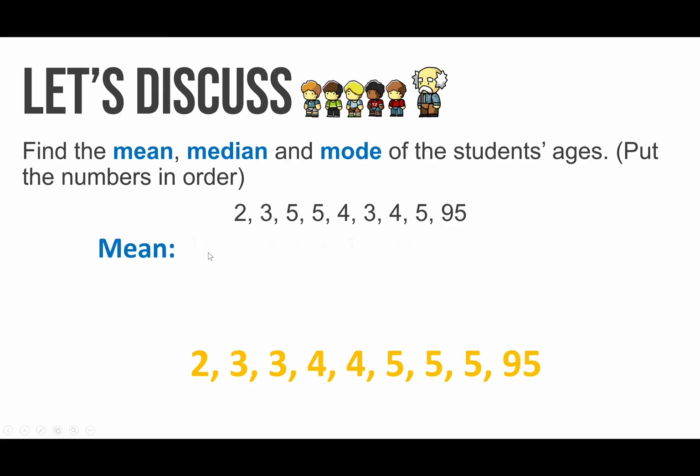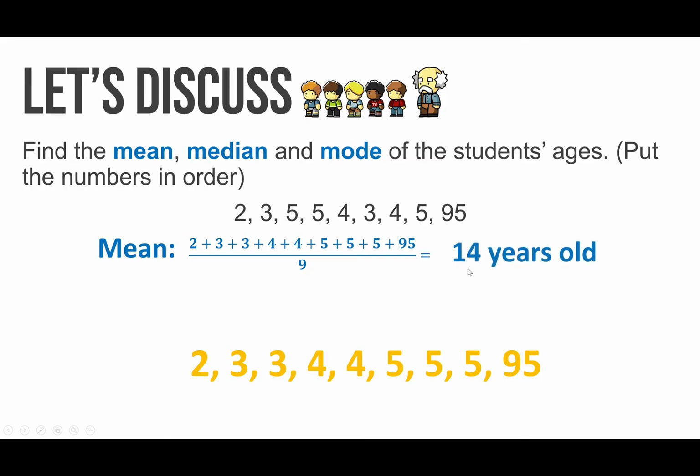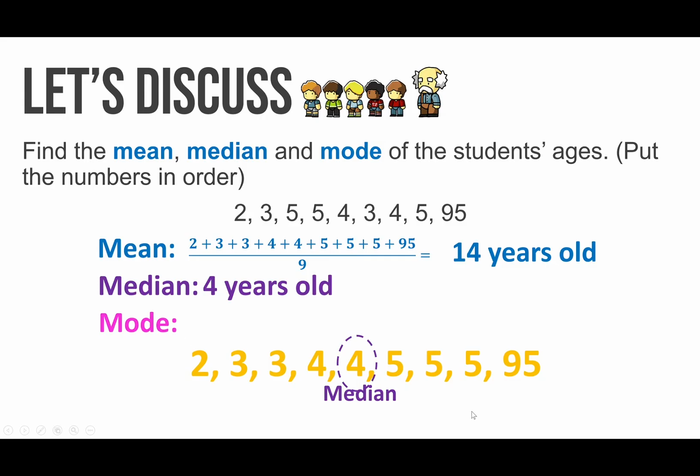If we found the mean, we're going to add everything up together, including the 95-year-old, and divide it by 9. That's going to give us, what? 14 years old? How strange. Well, the median, it's going to be the middle number. That's going to be, oh, still going to be 4. Still the same thing. Mode is going to be what happens the most. Oh, see, 5, 5, 5. That happens the most. So it's going to be 5 years old.